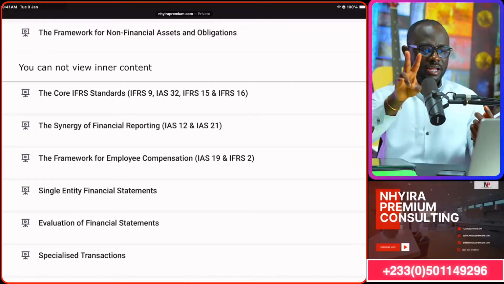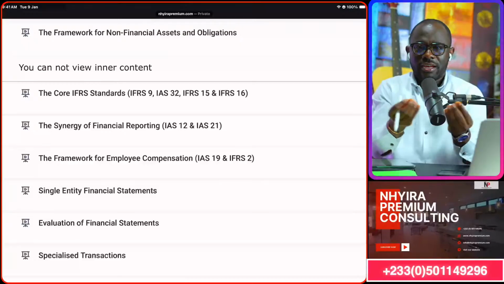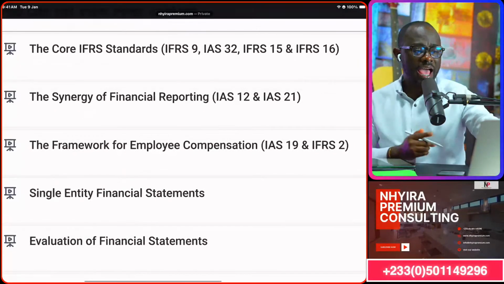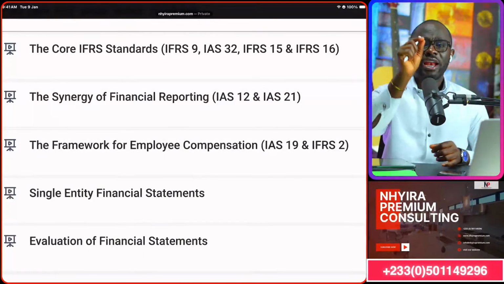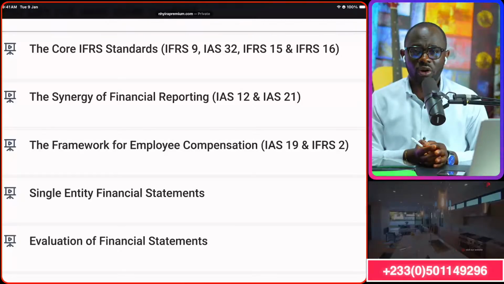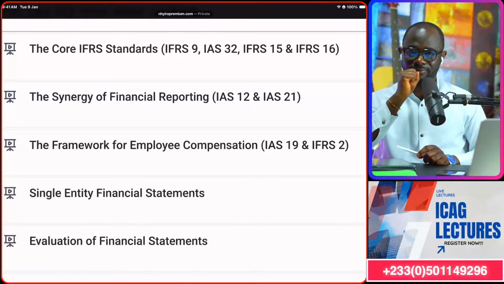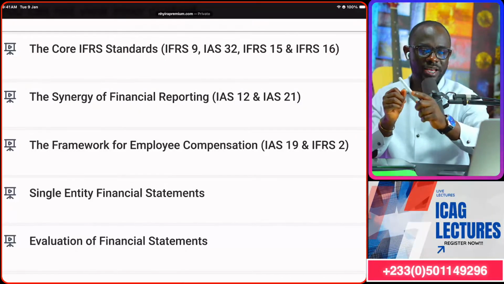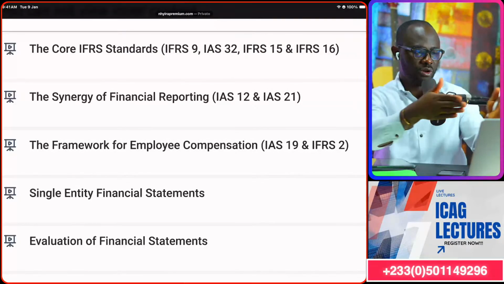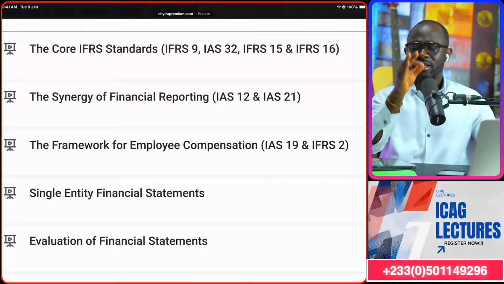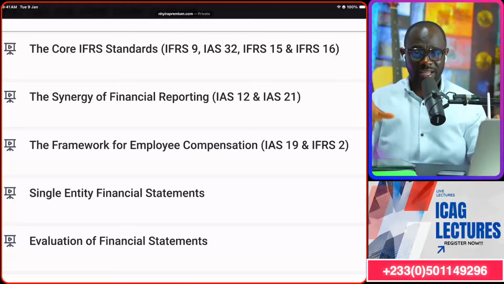Then there are 2 standards that are crucial. We call them the synergy standards for financial reporting, and that is IAS 12 and IAS 21. Now, if you're a financial reporting student, whether I like it or not, you will use IAS 12, income tax. So it is one of the standards you must understand. And per our categorization, we put IAS 21 and IAS 12 under what we term as the synergy of financial reporting, because these are crucial standards and they are connected with other standards.